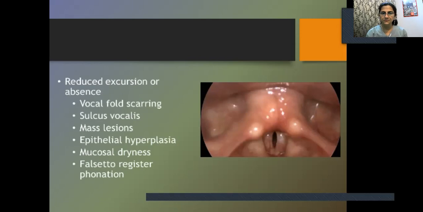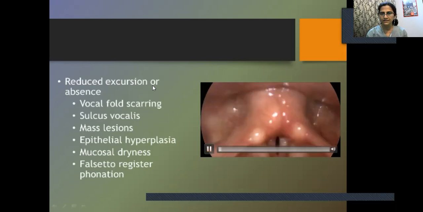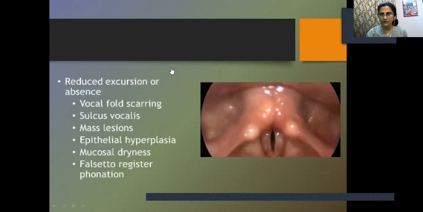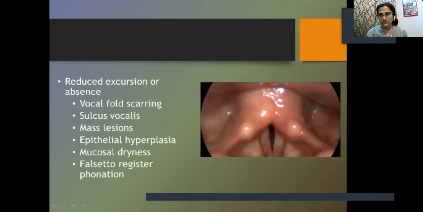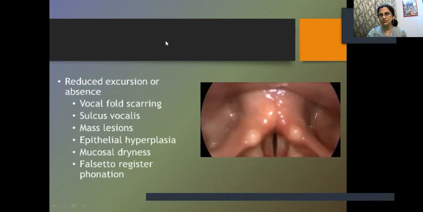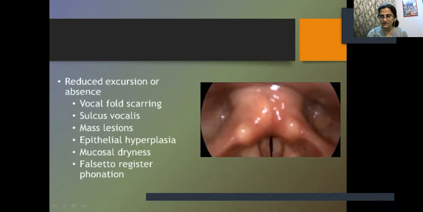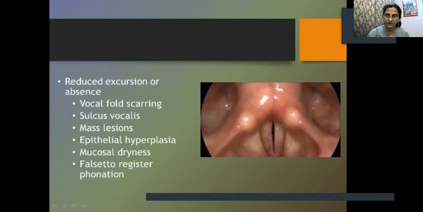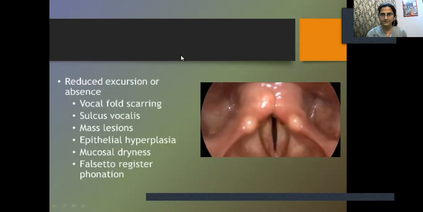You can have a decreased or absent mucosal wave in vocal fold scarring or sulcus vocalis. This was the case of vocal fold pit, which is not so visible on the stroboscope, but which is visible on the direct microlaryngoscopic evaluation.